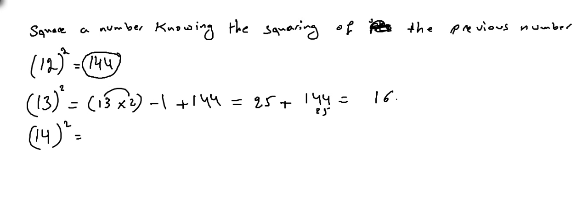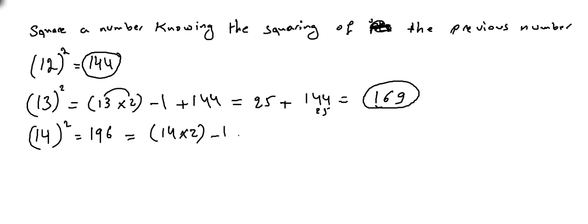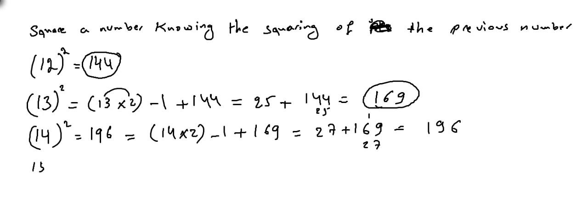It will be 169. For example, 14 squared is 196, and I did it directly. By the way, now I took the 169 and I added 27. Why 27? Because 14 times 2 minus 1, added to it the squaring of the previous number. So it's 28 minus 1, 27 plus 169. The answer will be: add 27 to this. It's 9 plus 7, 16, and this is 9, 1 plus 6 plus 2, and 1. So it's 196.